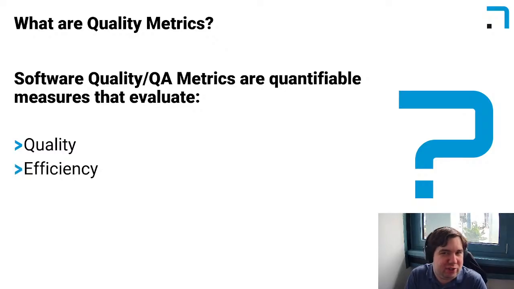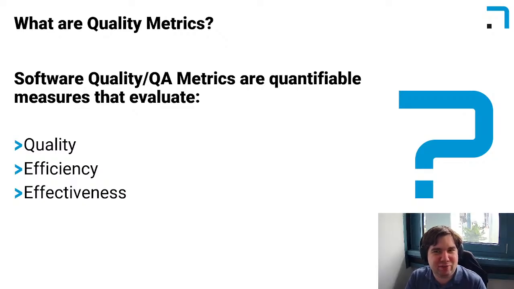Then we have efficiency. So not only do we want to ensure that our processes are correct, but they also should be efficient, and our testing should be efficient in some means. Following efficiency, we also have effectiveness. So not only how effective is our testing, but also how effective is our development. Are we finding these bugs and defects throughout our project, or is it being found by our client, which of course is the not ideal situation?